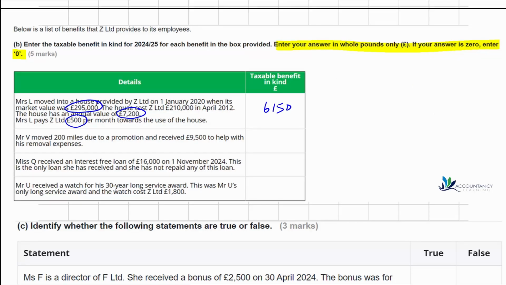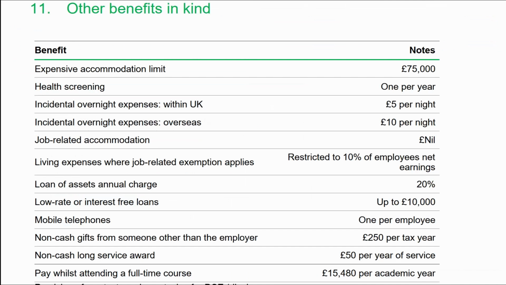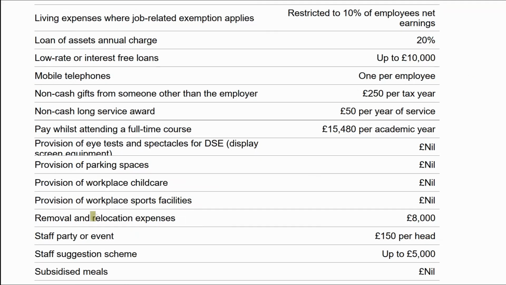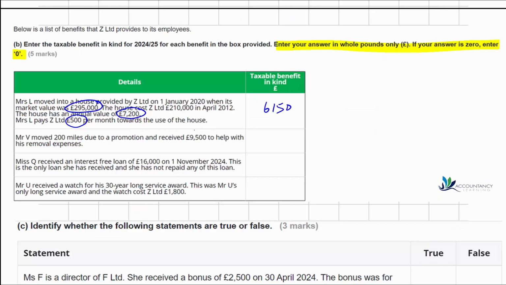The next one then, Mr. V moved 200 miles due to a promotion and received 9,500 to help with his removal expenses. So here's section 11 of the reference materials again, and we're looking for relocation. And then we can see, there we are, there's our relocation expenses. So there's an allowance of 8,000. So they've got a benefit of 9,500. We can take out the 8,000 that is tax-free, and therefore the taxable benefit in kind is the remaining 1,500.